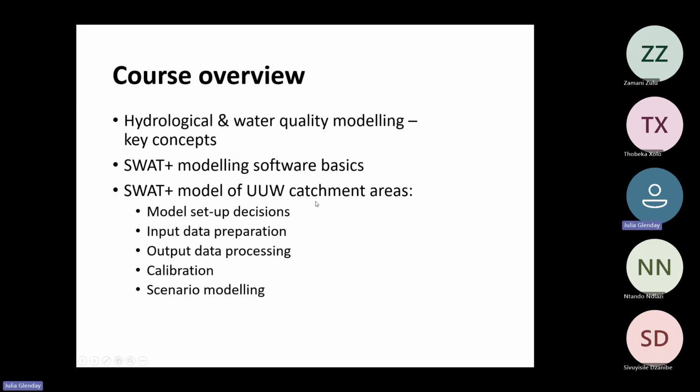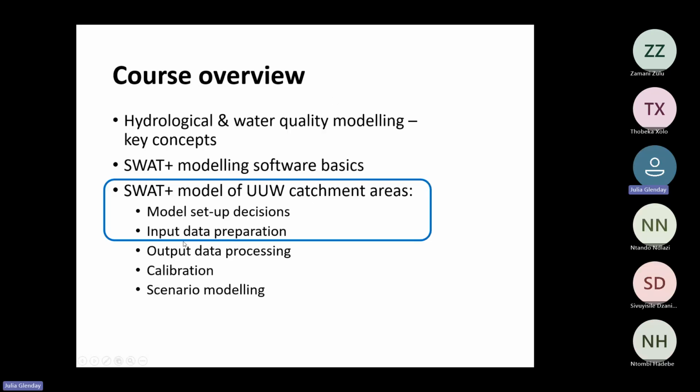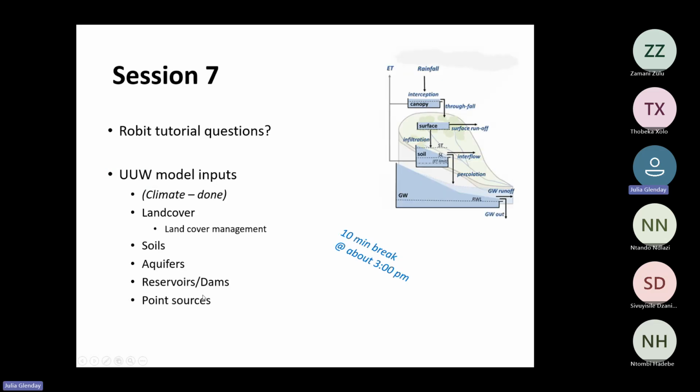So today I wanted to focus again on the input data preparation and some of the setup decisions I made. And then next time we'll look at the outputs and calibration. I was curious to hear if people had engaged with that tutorial model and gotten it to run, and whether or not I should include some time to answer anybody's questions about that, if anybody's been able to look at it further on their own.